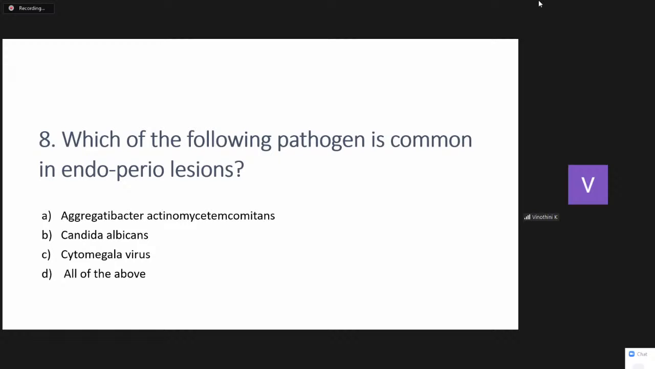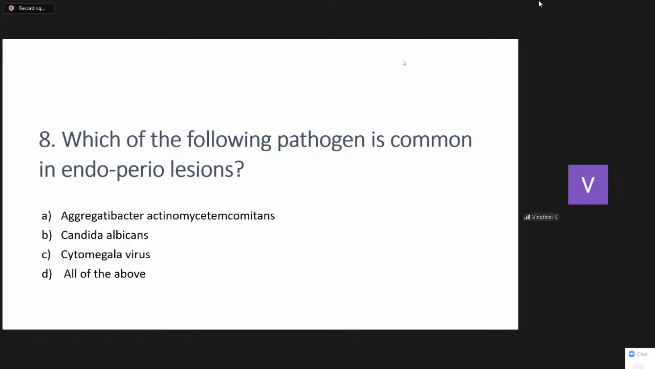Okay, the next question is deep periodontal pocketing with localized destruction of alveolar bone in the picture, which is related to? So if you're going to have a deep periodontal pocketing with localized destruction of alveolar bone, what is it, endo or perio? Just answer in the chat box. There is not generalized destruction of the bone, and there is deep pocketing. Just tell me, endo or perio. Yes, endo, it's right. So if you're going to have a deep pocket with localized destruction, it's definitely going to be an endodontic infection. Okay.